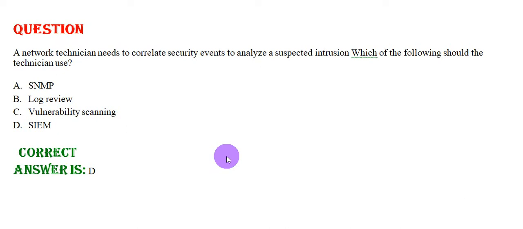A network technician needs to correlate security events to analyze a suspected intrusion. Which of the following should the technician use? Option A, SNMP. Option B, log review. Option C, vulnerability scanning. And option D, SIEM. The correct answer is option D.